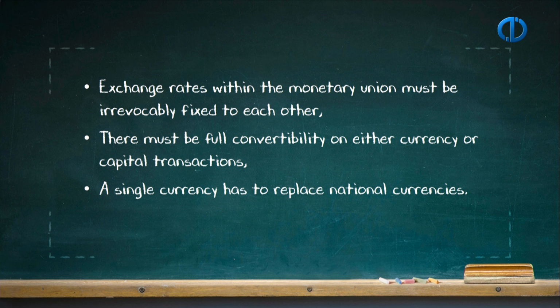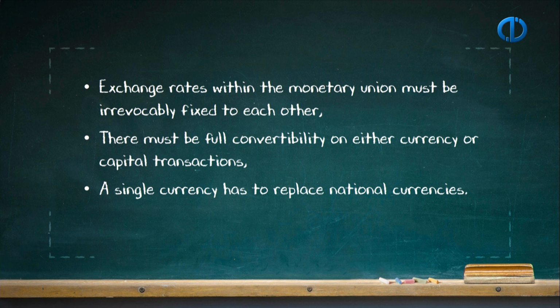Monetary union has three substantial characteristics. Exchange rates within the monetary union must be irrevocably fixed to each other. There must be full convertibility on either currency or capital transactions, and a single currency has to replace national currencies. Once these three characteristics are fully met, then the following two conditions are required for the establishment of monetary union.